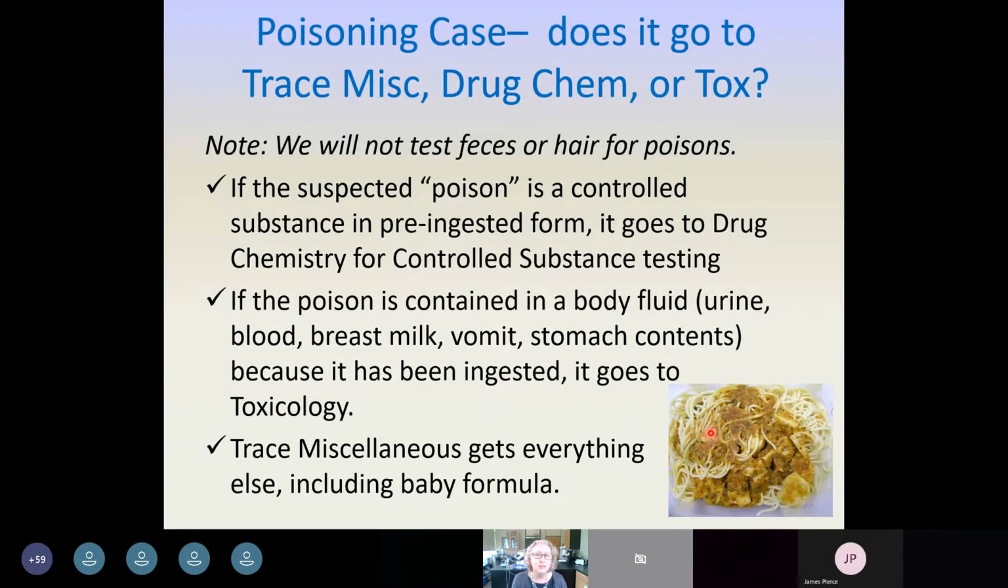And then trace miscellaneous gets everything else. So if it's not a controlled substance in pre-ingested form, or if it's not a body fluid, then it comes to trace miscellaneous. And just a reminder that we would get baby formula, because it's not a body fluid, it's just considered like a beverage.